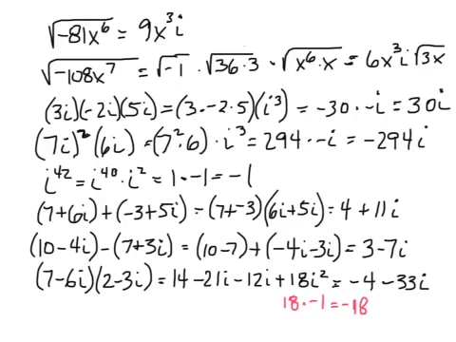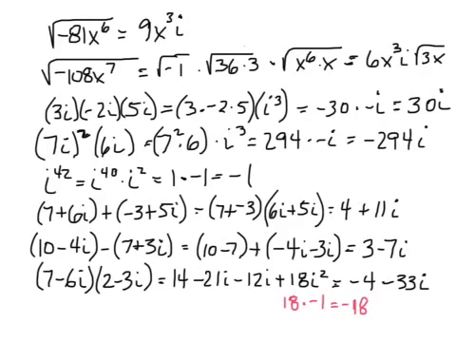Here's another example like on the previous page. I to the 42nd power would be I to the 40th, because that's the one that's divisible by 4. And then you've got 2 left over, so that's our I squared. And of course, I to the 40th would be 1, and I squared is negative 1. So 1 times negative 1 is negative 1.